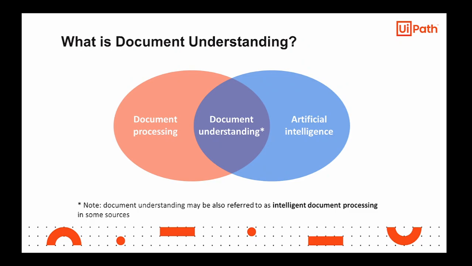The document understanding ecosystem includes technologies that can interpret information and meaning from a wide range of document types, as well as process handwriting, signatures, and checkboxes. Please also note that in some sources, document understanding may be referred to as intelligent document processing.